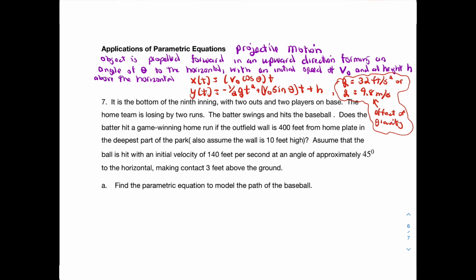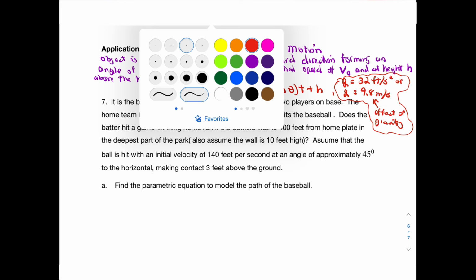So again, the best way to do this is through an example. So here's the example we're going to do. This is the bottom of the ninth inning with 2 outs and 2 players on base.